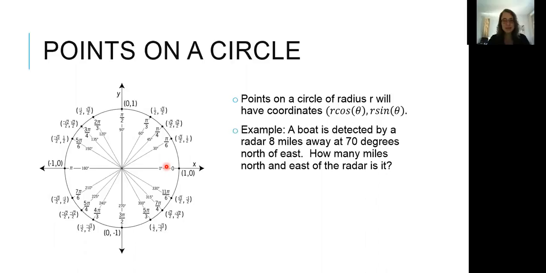Now let's look at an example. I've been telling you how useful this is, so let's actually look at an example. We've got a boat that's detected by a radar station. It's detected 8 miles away at an angle of 70 degrees north of east. How many miles northeast of the radar station is this boat located?